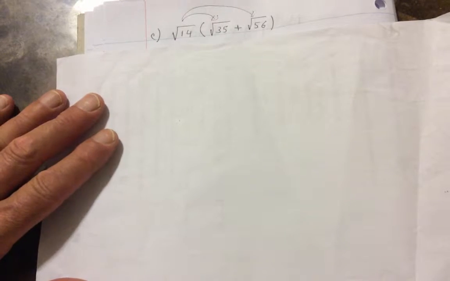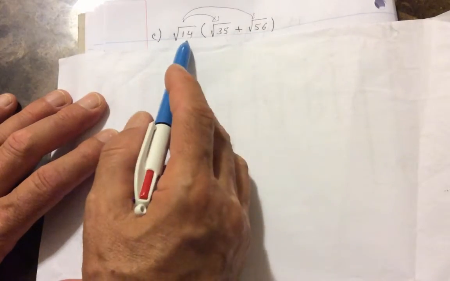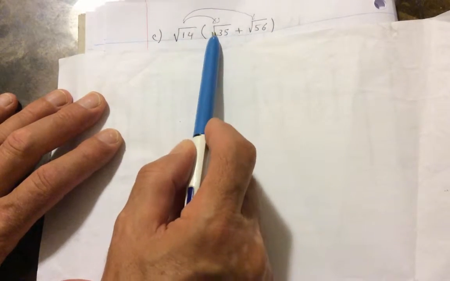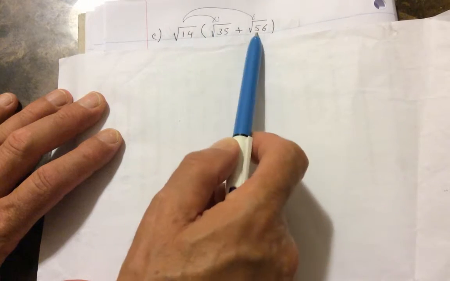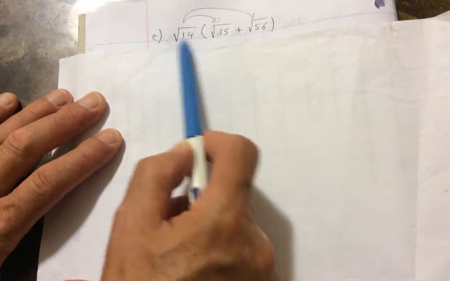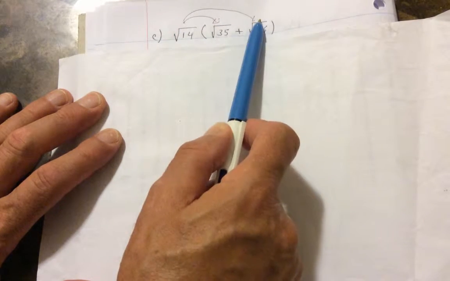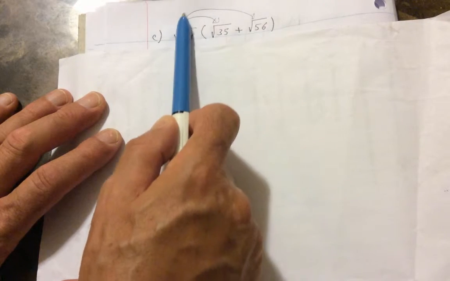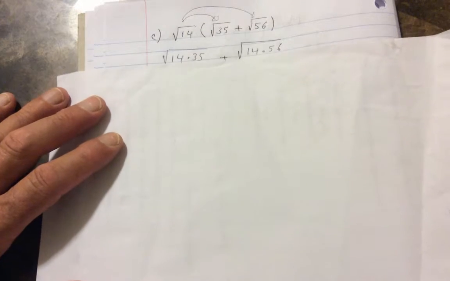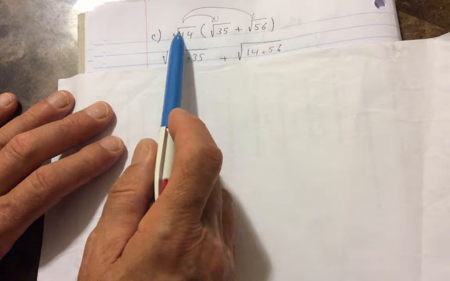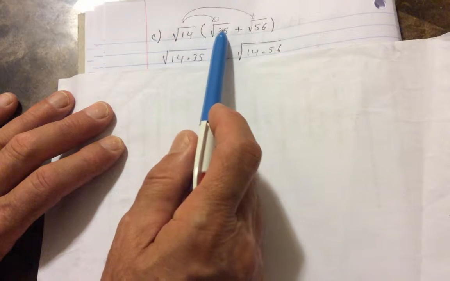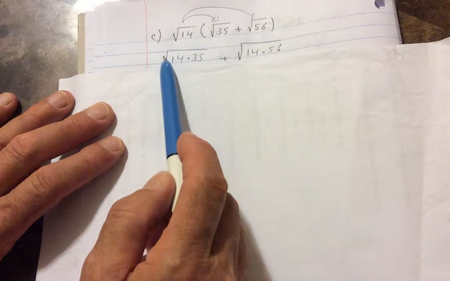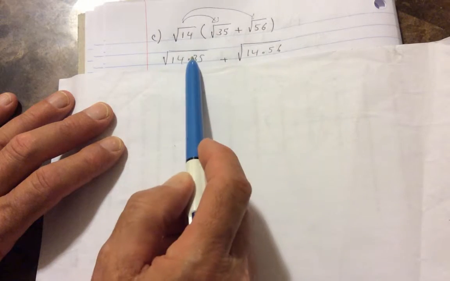Here's another example. We want to multiply square root of 14 times the quantity of square root of 35 plus square root of 56. If you remember, when this is addition and we have multiplication outside, we call that distributive property. You have to distribute the square root of 14 to the square root of 35 and multiply it also by the square root of 56. So it's going to be square root of, since the square root of 14 has index 2 and 35 here inside the radical also has index 2, we can multiply them.